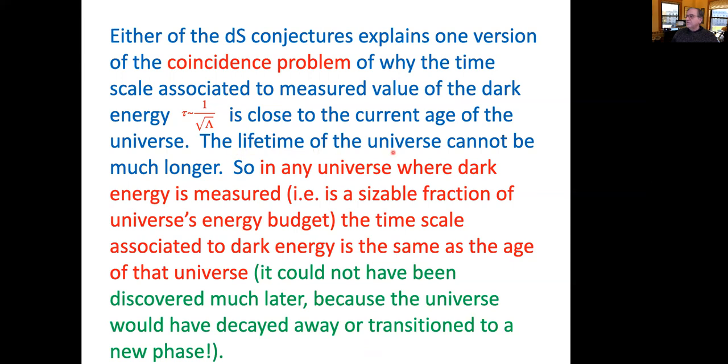Well, the lifetime of the universe, it turns out, according to these de Sitter conjectures, cannot be much longer. Once the dark energy is a sizable fraction of the universe, then you're close to the end of that universe, because that's more or less the same time scale as the whole lifetime of that universe. So in any universe, when you measure the dark energy, that essentially heralds the beginning of the end for that universe. So the fact that the dark energy in our universe was measured a couple of decades ago is also, from this perspective, the beginning of the news that our universe is going to end not too far in the future. Too far, of course, means trillions of years, perhaps, in our case.